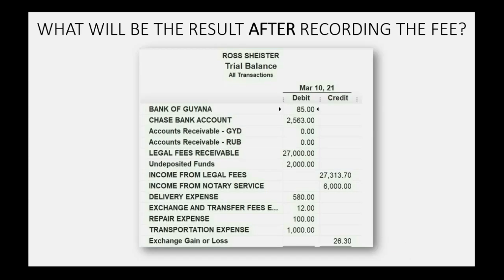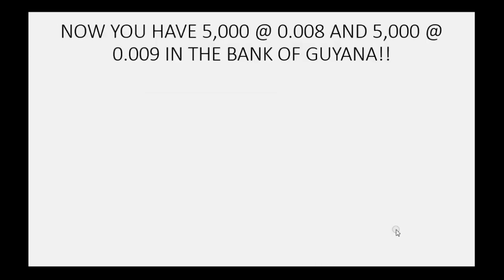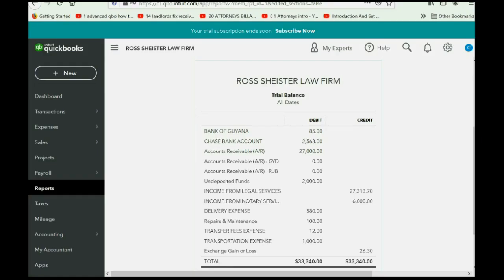So what will be the result after we now go back and record the fee? Well, 200 Guyana dollars is worth $1.80. So that means that $1.80 will decrease the Bank of Guyana, and the balance in the Bank of Guyana in terms of US dollars will be $83.20. And the fees, transfer and exchange fees, you see that down here, goes from $12 to $13.80. And to do this, we will use the checks or expenses window.